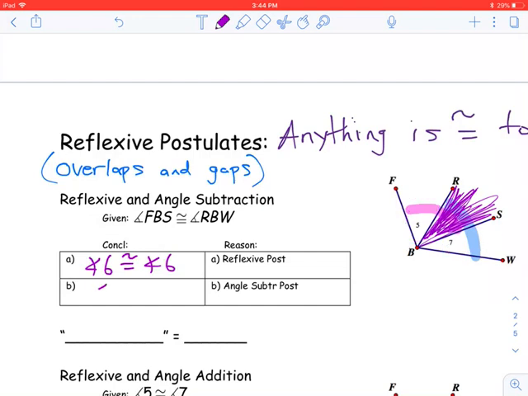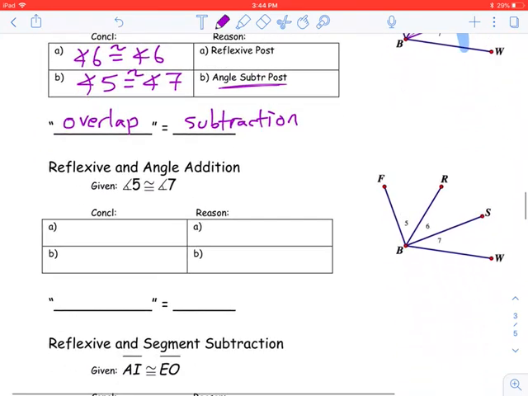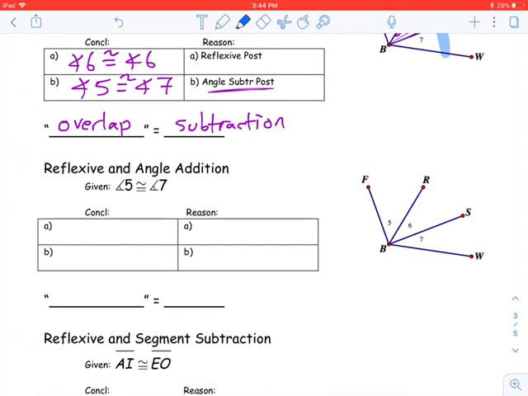Angle 5 is now congruent to angle 7 because of something we've already learned, the subtraction postulate. Okay? So the overlap, all right, overlap is going to equal subtraction. Okay? The overlap means you need to subtract. Okay? So in the same way, here, I've got 5 equal to 7. So here's 5 congruent to 7.